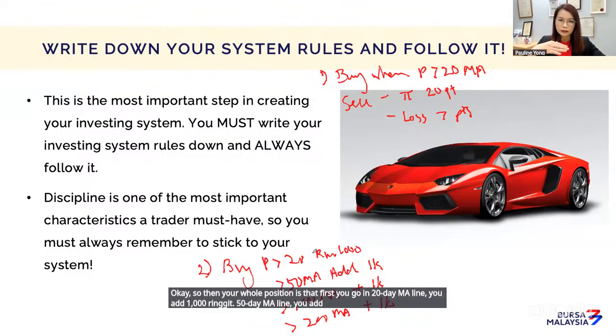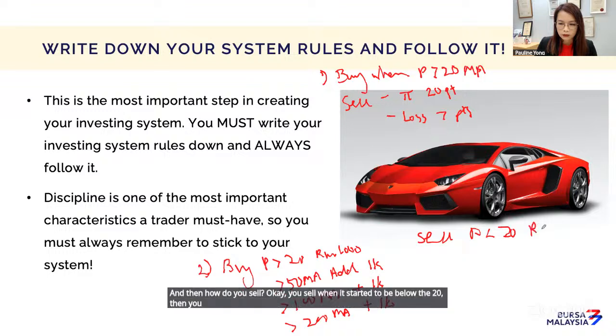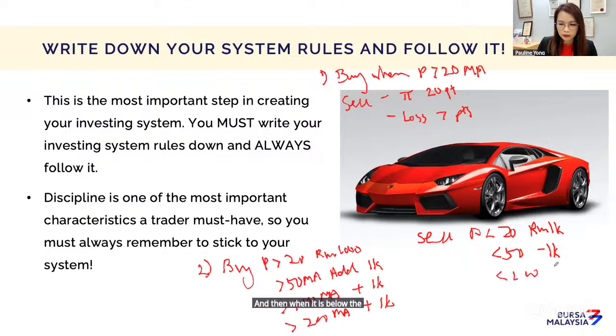So this is like staggering, laddering in, scaling in. And then how do you sell? You sell when it starts to be below the 20. Then you start to sell your first 1,000 ringgit. When it's below the 50, you sell another 1K. And when it is below the 100, you sell another 1K.